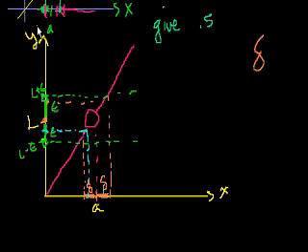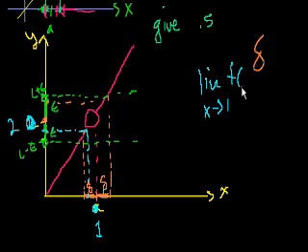And so, just to make this a little bit more concrete, let's make everything concrete numbers. Let's say this is the number 2, and let's say this is number 1. So we're saying that the limit as x approaches 1 of f of x, I haven't defined f of x, but it looks like a line with a hole right there, is equal to 2.